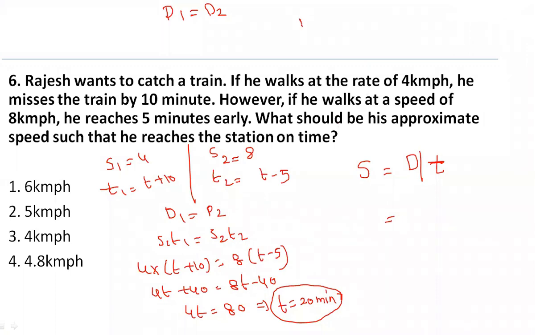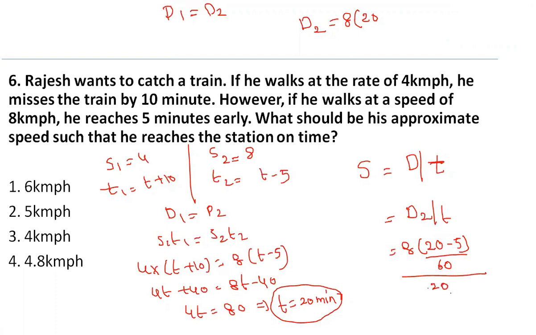So I'm taking D2 here, 8 into T is 20. Let's substitute directly. I'm doing it for D2 by T, guys. D2 is 8, and T is 20 minus 5 minutes. The 8 is kilometer per hour, and the time is divided by 60, so T is 20 minutes divided by 60. Everything, the upper one, 8 is kilometer per hour, and this is also the time in hours.